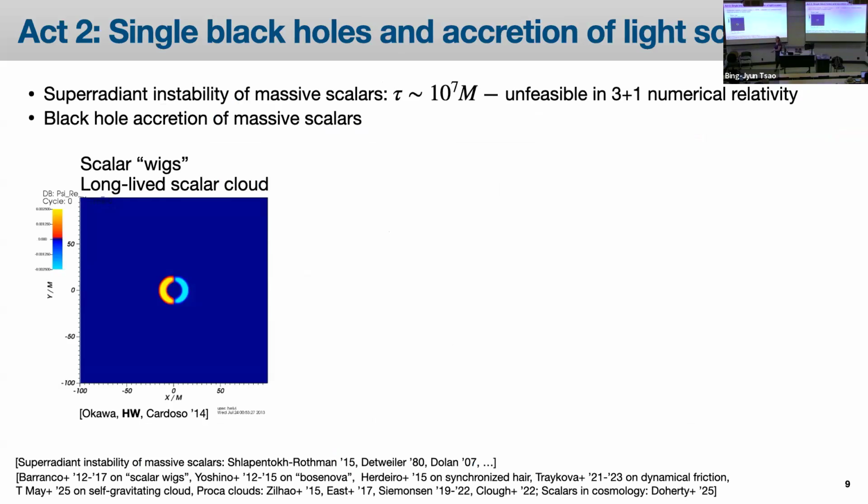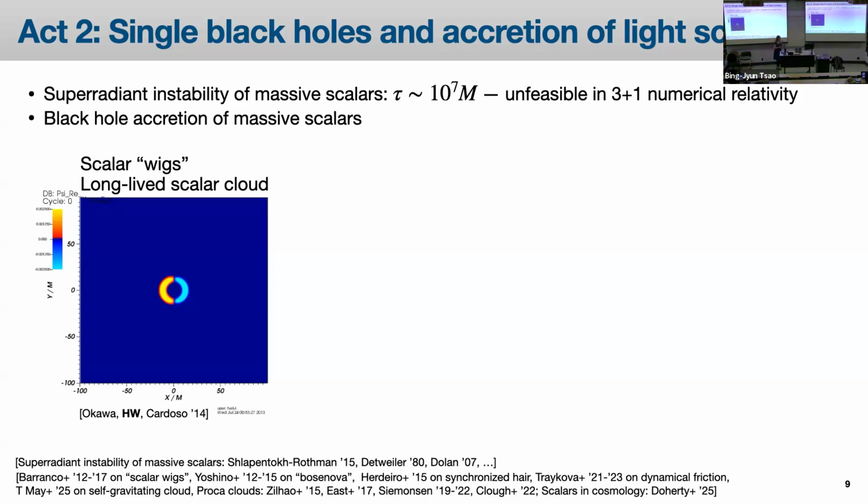Now, I talked about the superradiant instability before without giving you a time scale. If I have a massive scalar field around a highly spinning black hole, that's when superradiance is the strongest. The typical growth rate in the best case scenario is something like 10 to the 7 M, so 10 to the 7 light crossing times. Well, doing that in 3+1 numerical relativity is completely hopeless. So we're not going this way. But one thing that we will see is that we can form scalar condensates through accretion.